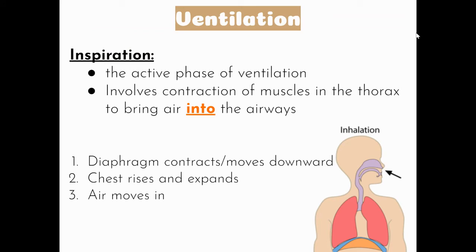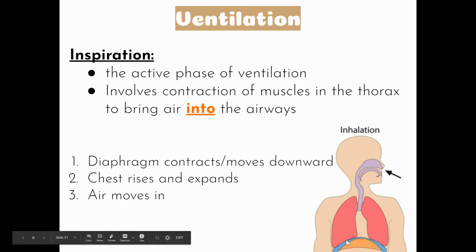Ventilation itself, inspiration. The active phase of ventilation involves contraction of muscles in the thorax to bring air into the lungs. Number one, the diaphragm contracts, moving downward. Number two, the chest rises and expands, and number three, air moves in. To take in a breath, we have down here the diaphragm, the principal muscle of respiration. The diaphragm drops down, and when it does, it creates space in here to expand and get larger. The chest rises and expands, and air moves in.